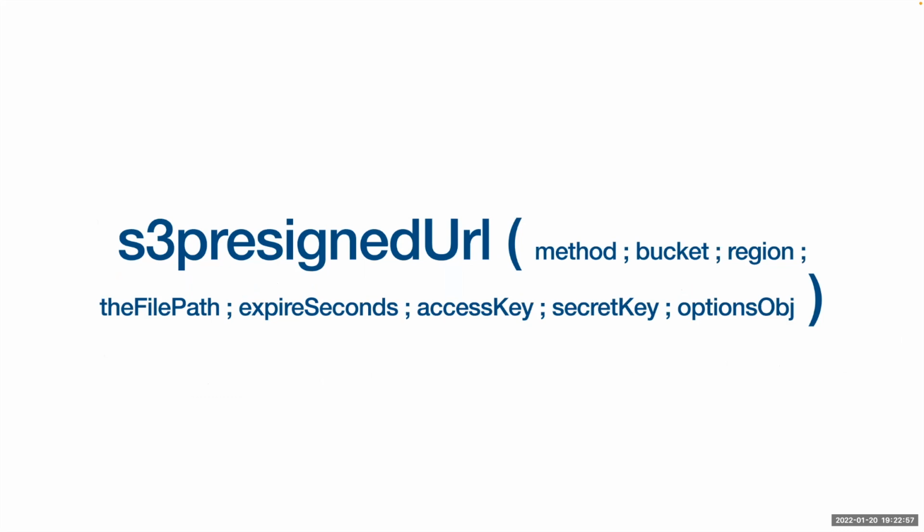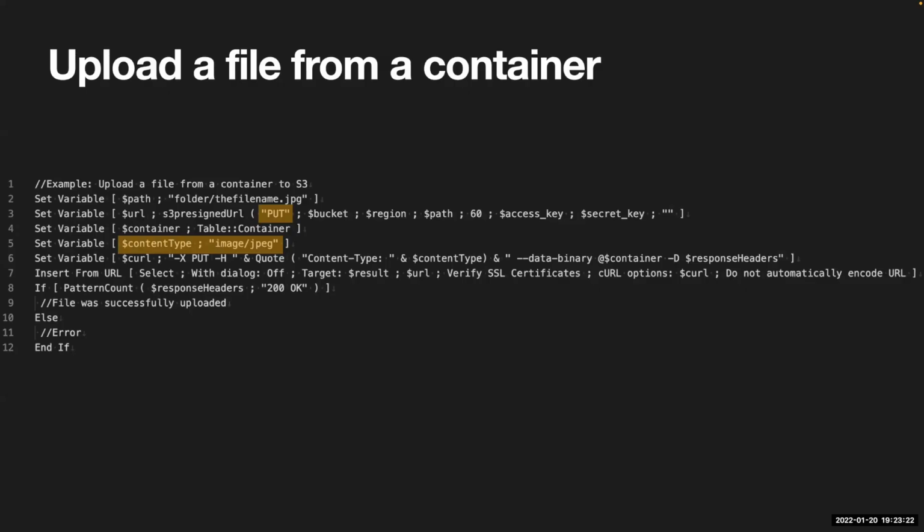In the file path, you put the object key, and then in expire seconds, provide the number of seconds you want the URL to be valid for, starting from the moment of creation. And then supply the API credentials in the next 2 parameters. And in the last parameter, the options object can be left blank in most cases, but if you use an S3 compatible service other than AWS, you can use this to pass the host name. So now let's look at a few examples of how you would use this function.